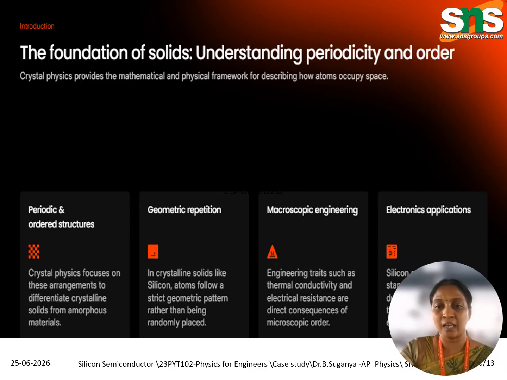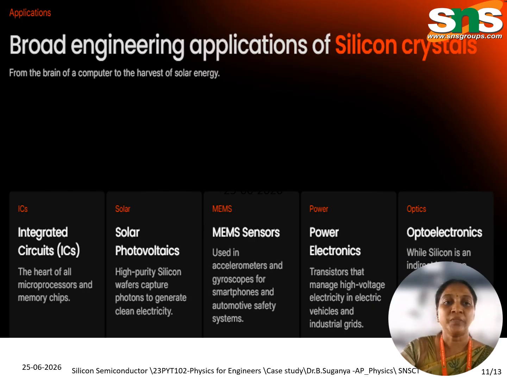Then electronics application, it has vast applications. Next, broad engineering applications: it is used in integrated circuits, the heart of microprocessors and memory chips. And solar photovoltaics: high purity silicon wafers capture photons and generate clean electricity. Then MEMS sensors used in accelerometers and gyroscopes for smartphones and automotive safety systems. Power electronics: transistors that manage high voltage electricity in electric vehicles and industrial grids.